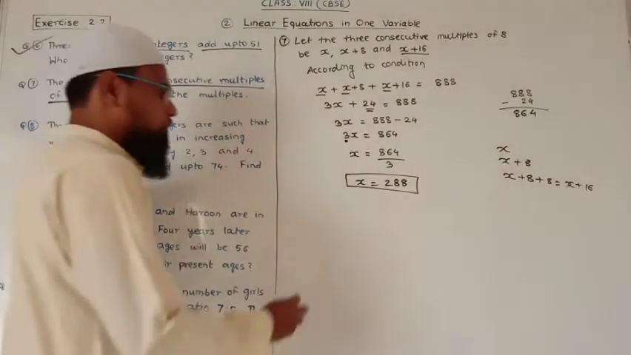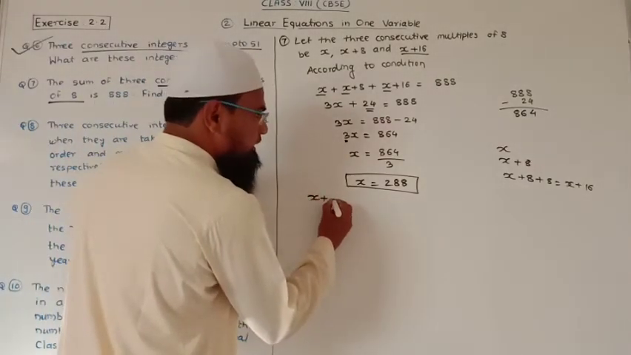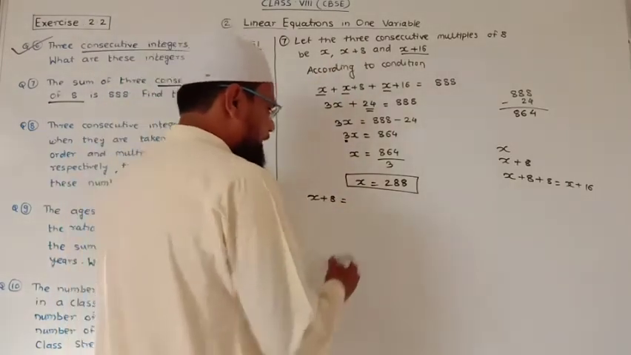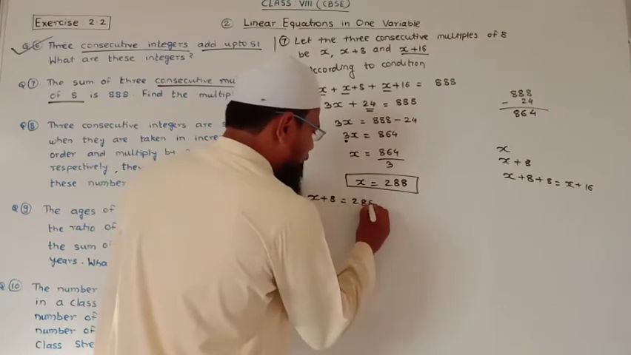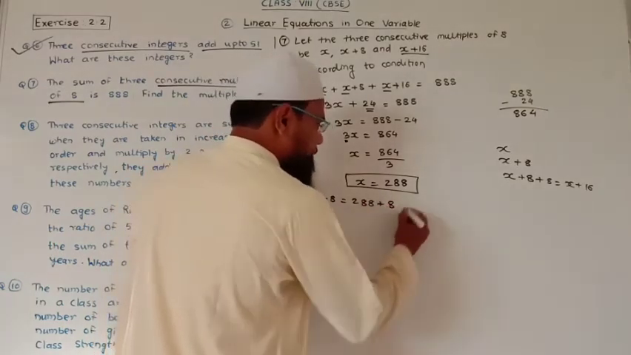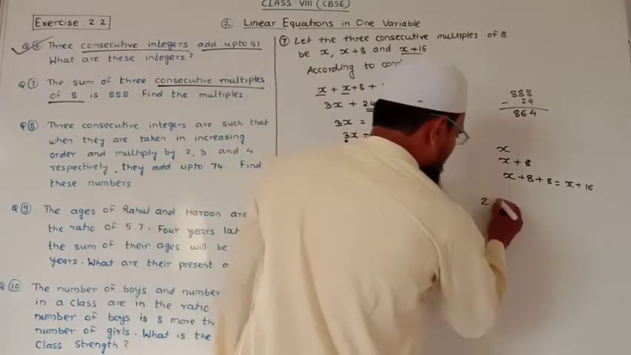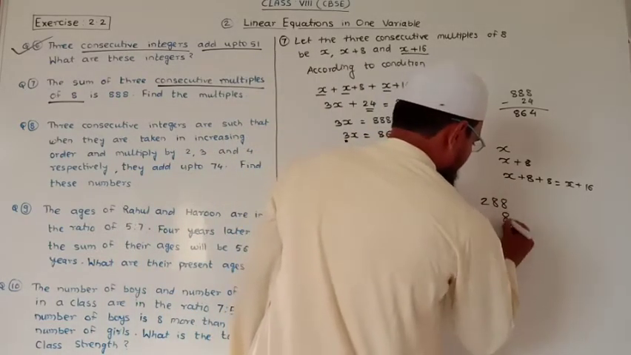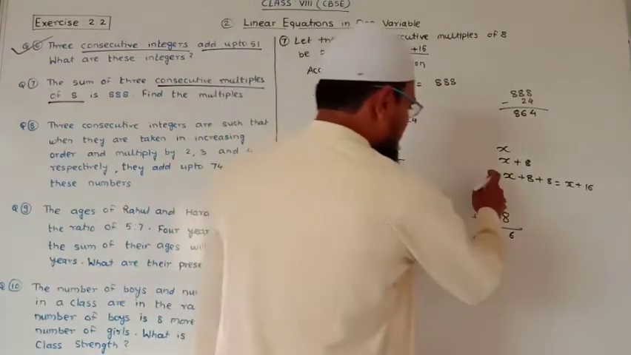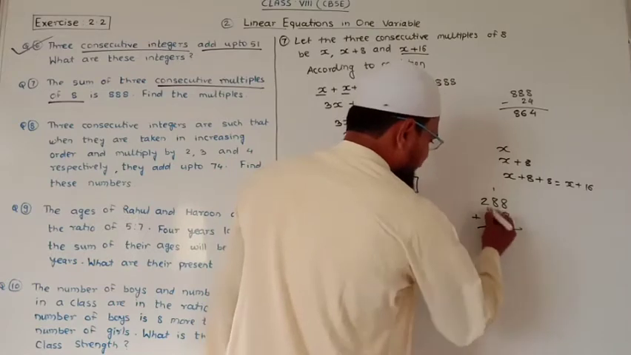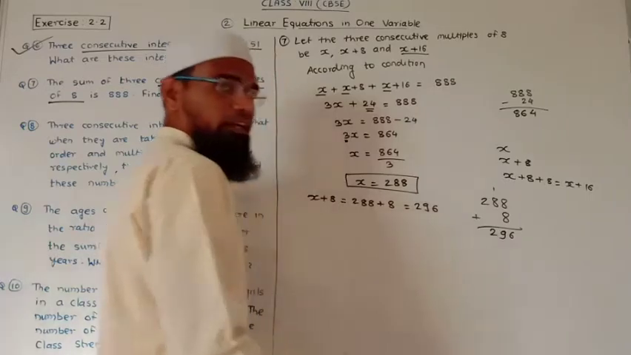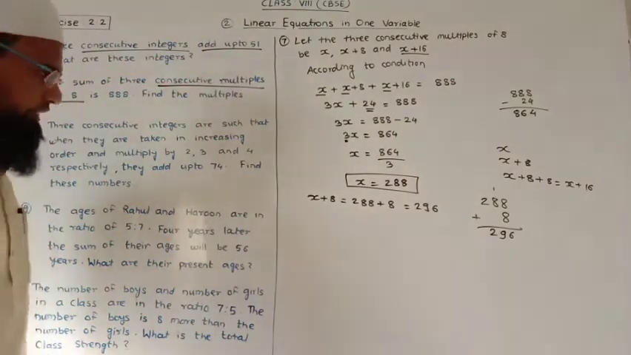Now what happened? x plus 8 is the next number. x plus 8 is equal to, what is the value? Put the value of x, which is nothing but 288 plus 8. 8 plus 8, 16, 1 is carry. So now 1 plus 8, 9, and 2 as it is. So here we get the value which is nothing but 296.